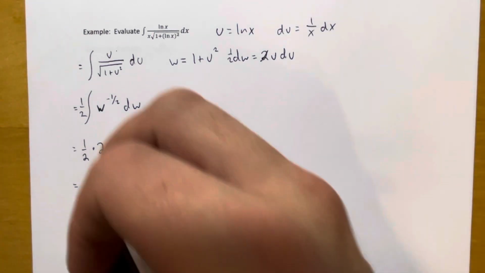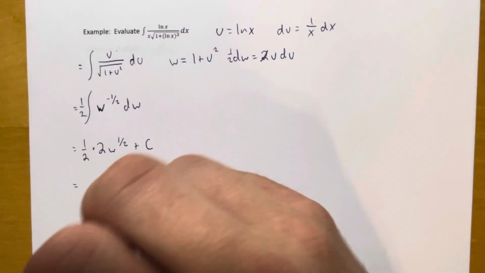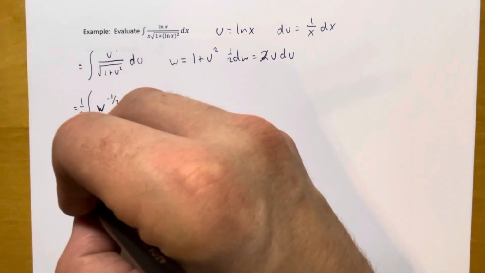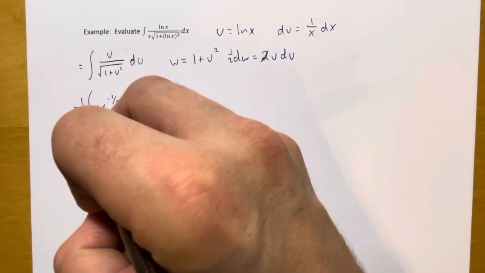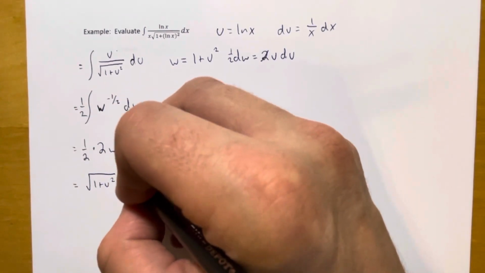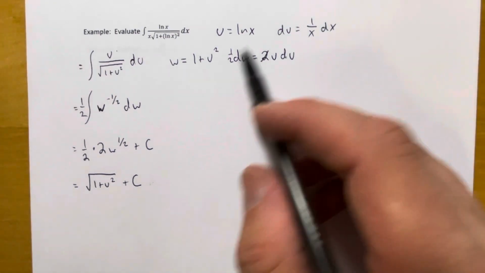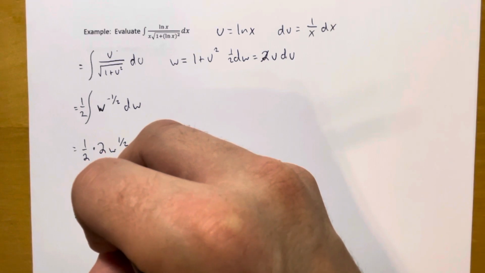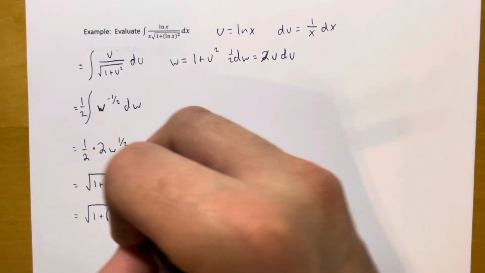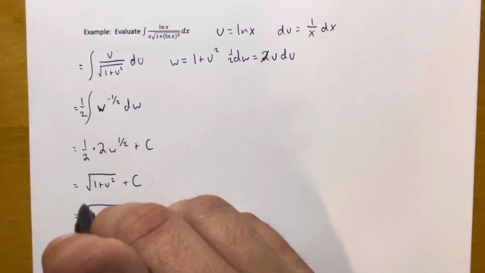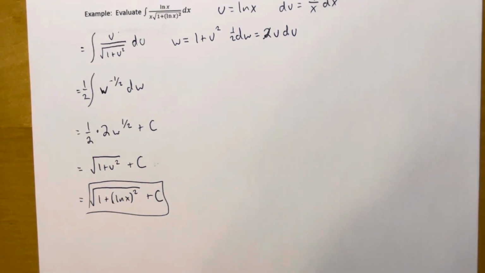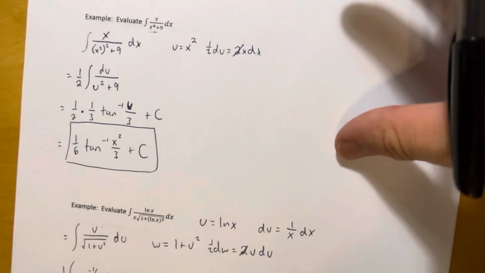And now we're going to do some simplifying and resubstituting our expressions back in, so we get back to x's again. 1/2 times 2 is just 1, so that goes away. w to the 1/2 power is the same thing as 1 plus u squared to the 1/2 power, or the square root of 1 plus u squared. And then that u was originally defined to be the natural log of x. So I end up with the square root of 1 plus the natural log of x squared, plus c. And that would be my final answer there. Okay? So what was unique about this problem is it required 2 u substitutions. But we eventually got there.